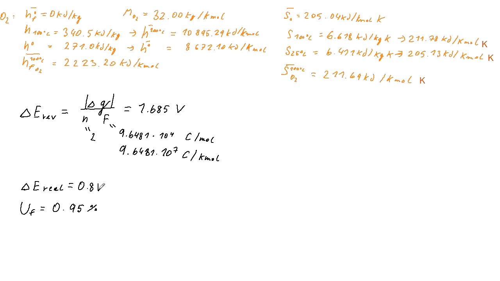Now when we have the real voltage, we can calculate something called voltage efficiency, which is the actual voltage divided by the theoretical voltage, so real voltage divided by the reversible voltage, and for our values it is 0.68. So 68.46%.